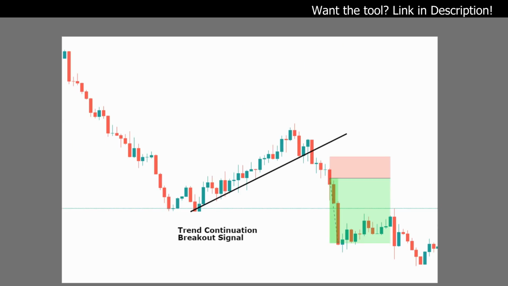Next up, we have another example, but this time it's a trend continuation breakout. So we had a continuation of this longer term downtrend that we see here on the chart. Price broke through, and this sort of concept played out very nicely with a trend continuation breakout signal.